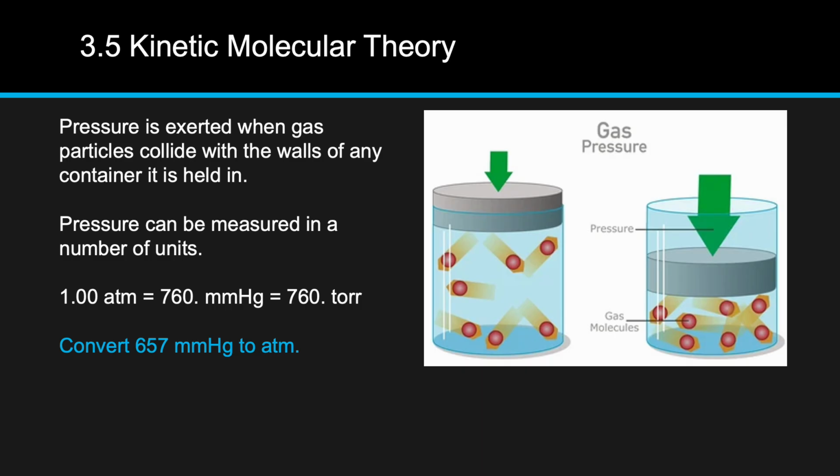Let's practice with a quick conversion. If we have 657 millimeters of mercury, how many atmospheres is that? Well, we are trying to get to atmospheres, and we want to get rid of millimeters of mercury. So we know in 1 atmosphere we have 760 millimeters of mercury. We can cancel out that unit, and we are left with atmospheres. If we take 657 and divide by 760, you get 0.865 atmospheres.